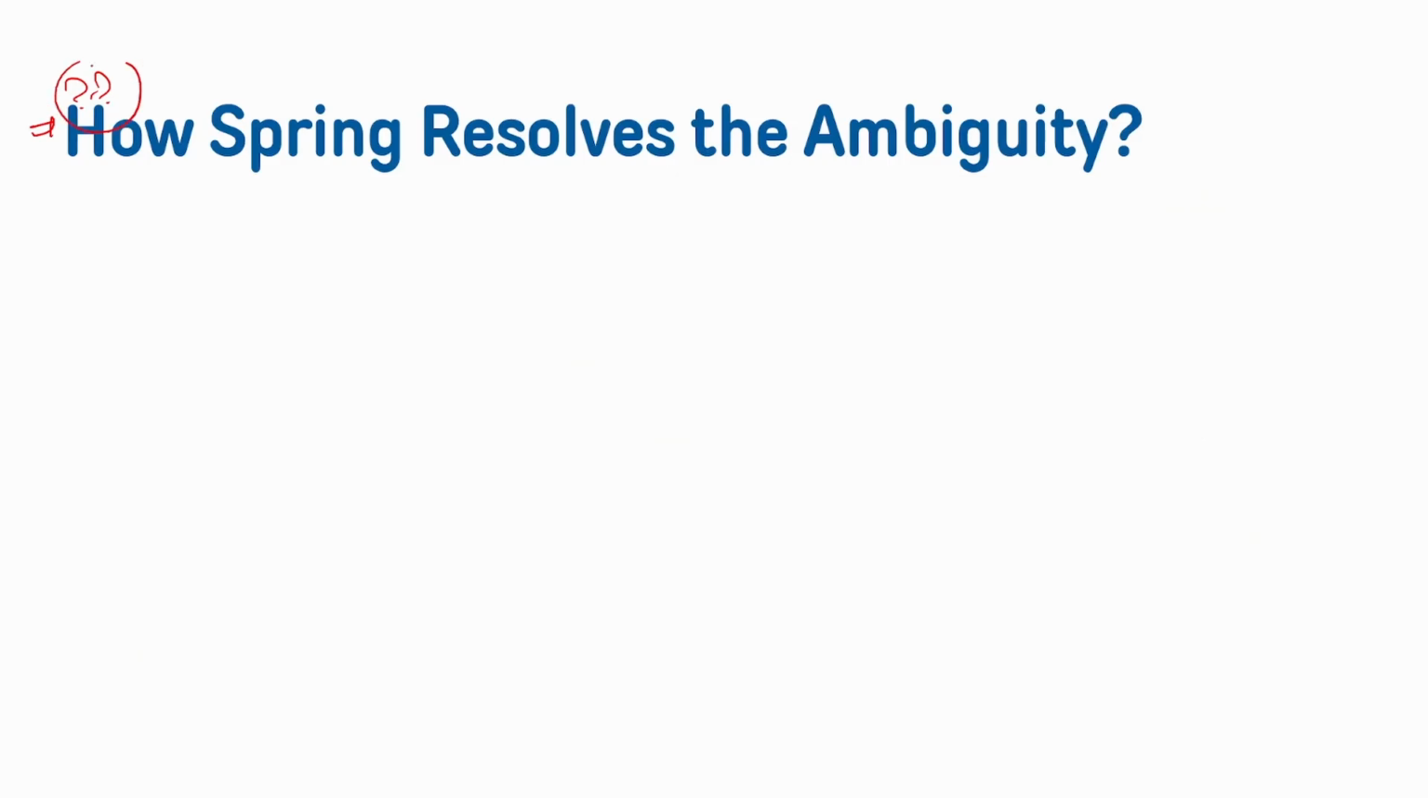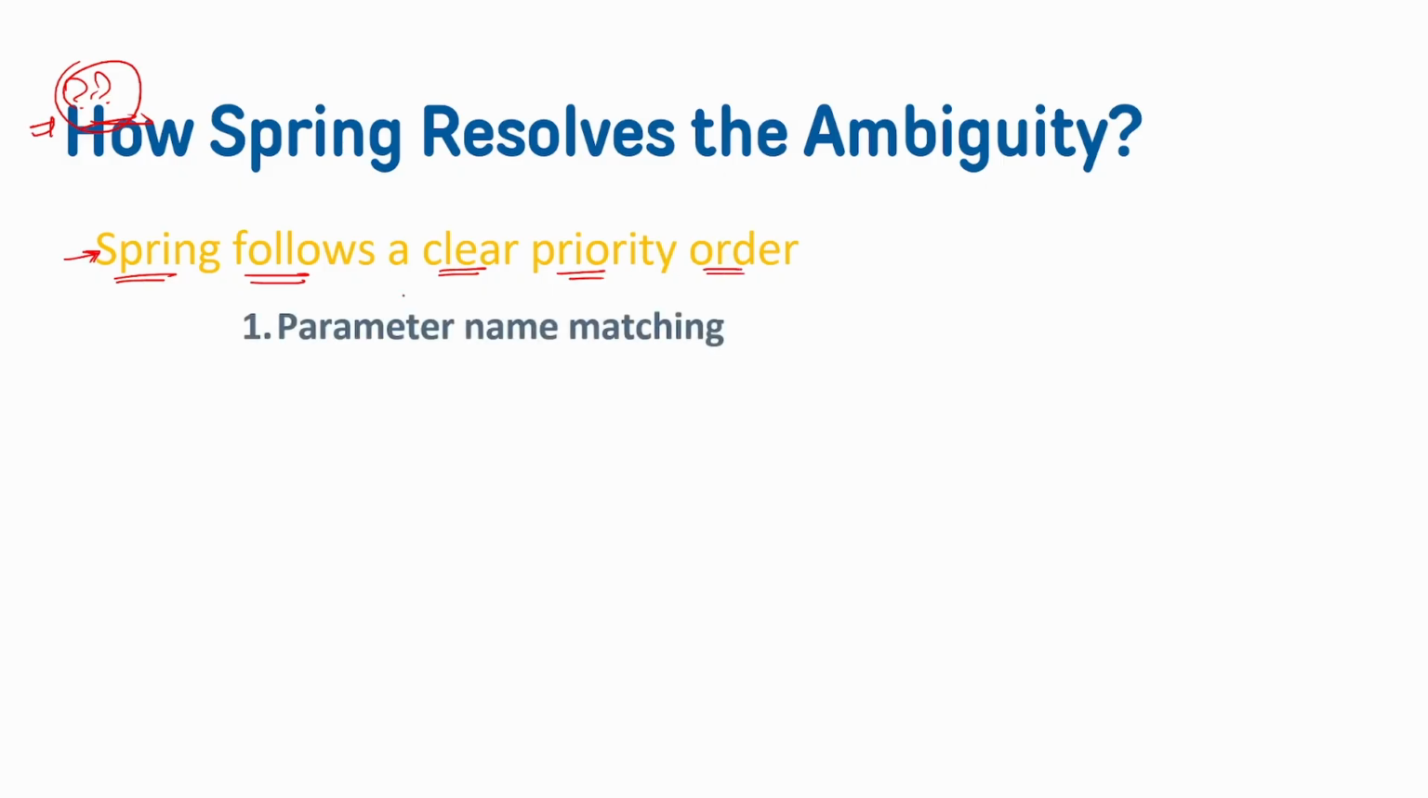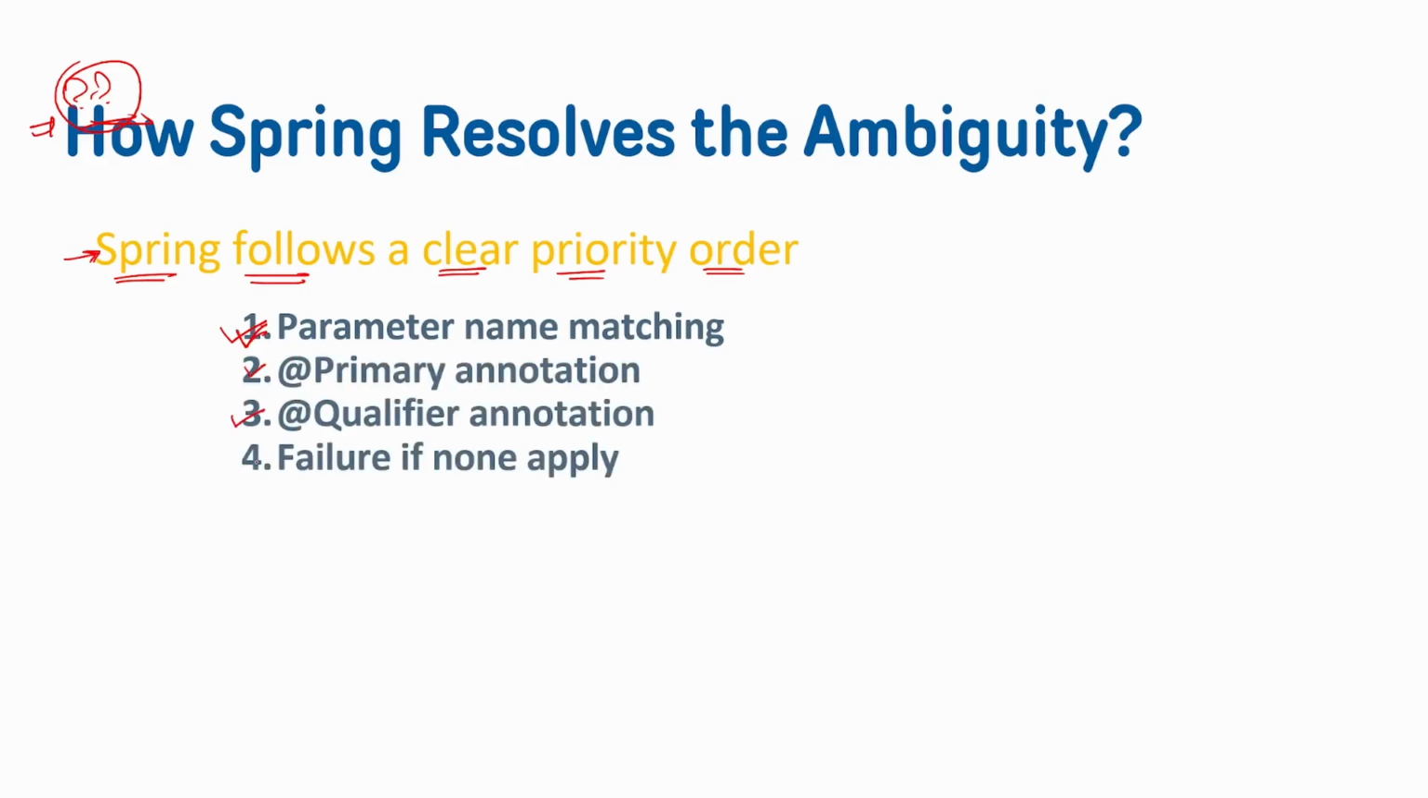Let's see how we can resolve this ambiguity. Spring follows a clear priority order. Let's see what the priority order is. First, parameter name matching. Second is the @Primary annotation. Third is the @Qualifier, and failure if none of them apply. So what is parameter name matching?